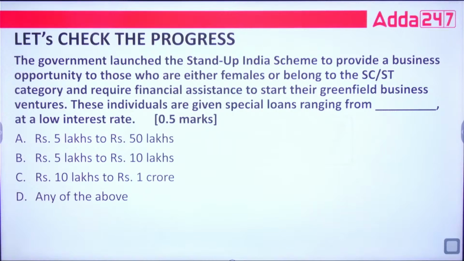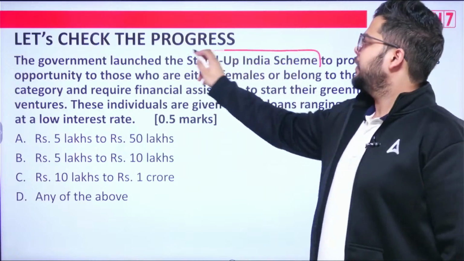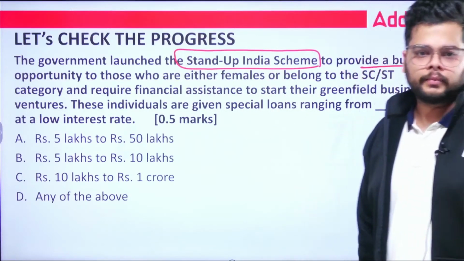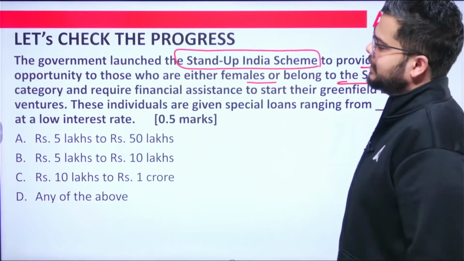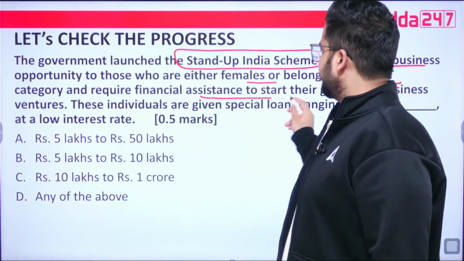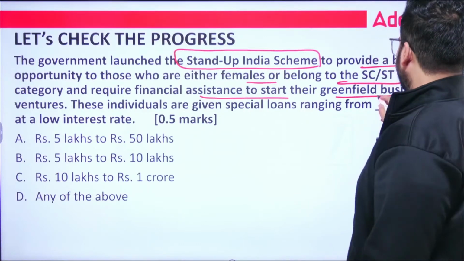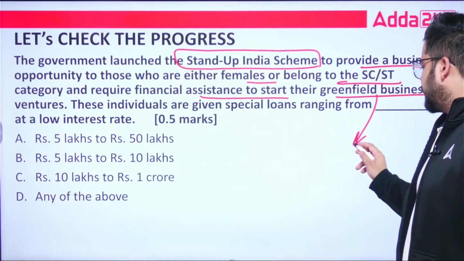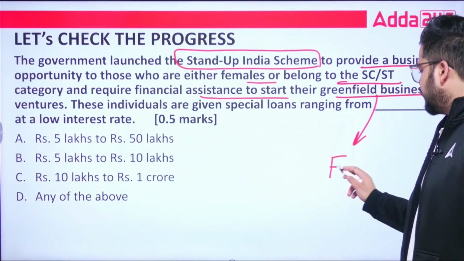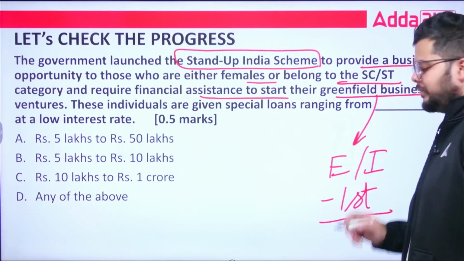The next question. Government launched the Stand Up India scheme to provide a business opportunity. Which scheme we are talking about? Stand Up India scheme. Business opportunity to those who are either females or belong to the SC/ST category and require financial assistance to start their greenfield business ventures. What is greenfield business venture? In the business parlance, we call these projects when a particular entity or individual is starting business for the very first time. Okay, no experience is there.